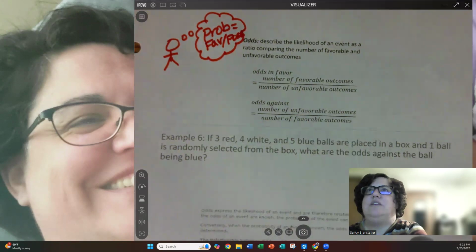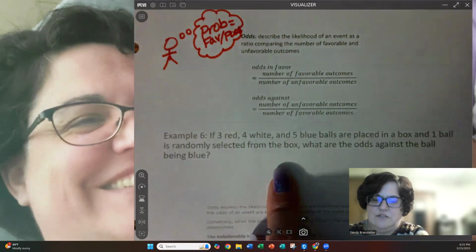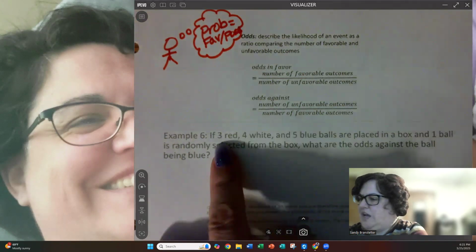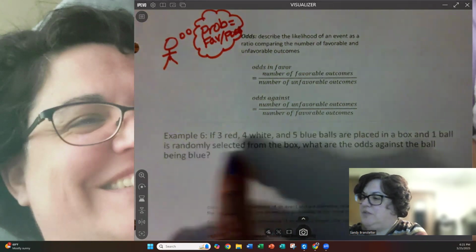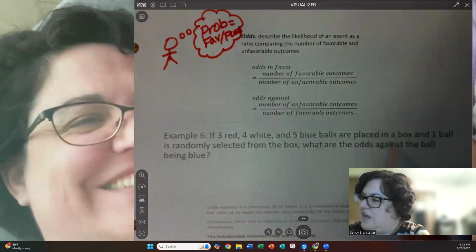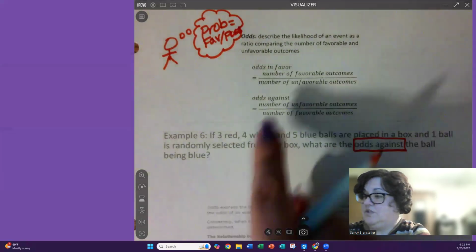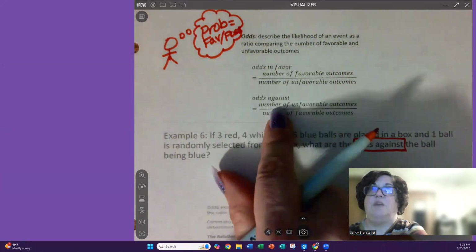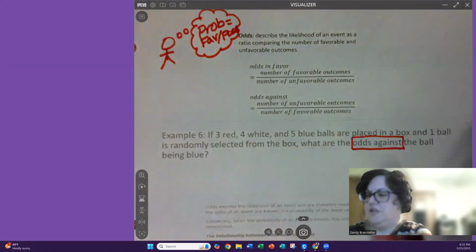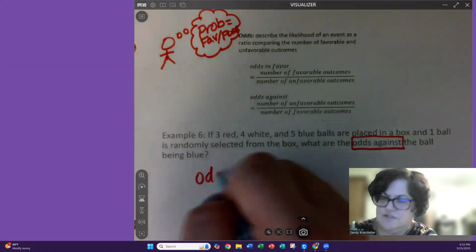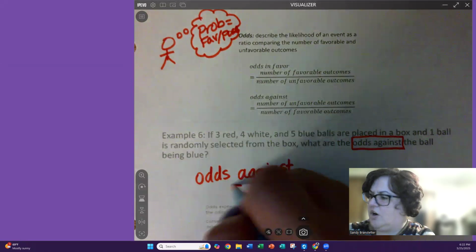So looking at these definitions, we'll use them and answer this question, example 6. If 3 red, 4 white, and 5 blue balls are placed in a box, 1 ball is randomly selected. What are the odds against the ball being blue? So odds against, the number of unfavorable outcomes is on top. The number of favorable is on bottom. So odds against our event E.